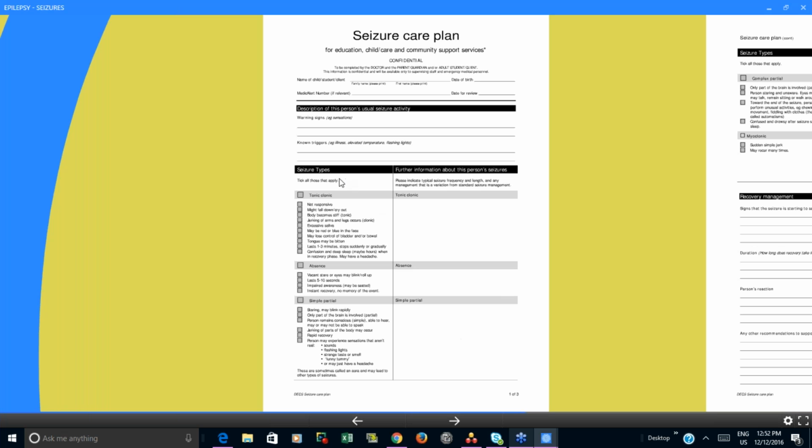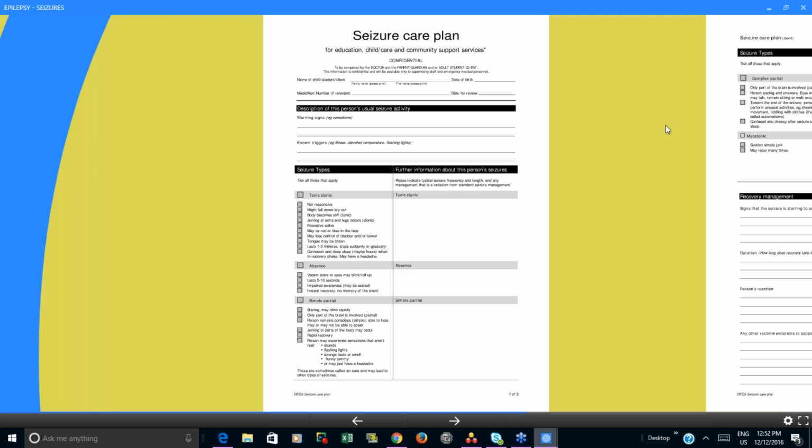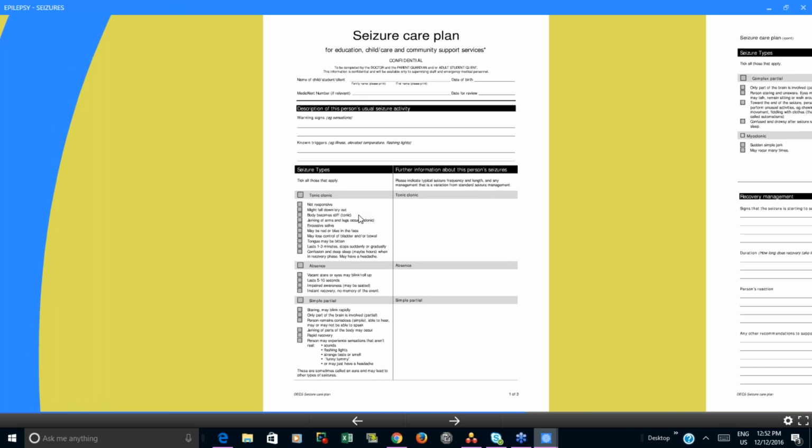It looks at the seizure types and provides a description of what the type of seizure actually is. If you're looking at the seizure type, you might have tonic-clonic, absence, or simple partial. In this particular form, it's giving some more depth and description about what that person's seizure actually looks like. Tonic-clonic might be, for example, they might be not responsive, they might fall down, they might become red or blue in the face, their tongue might be bitten, lasting up to 3 minutes, and confusion, and then possibly a deep sleep, maybe hours when they're in the recovery phase.